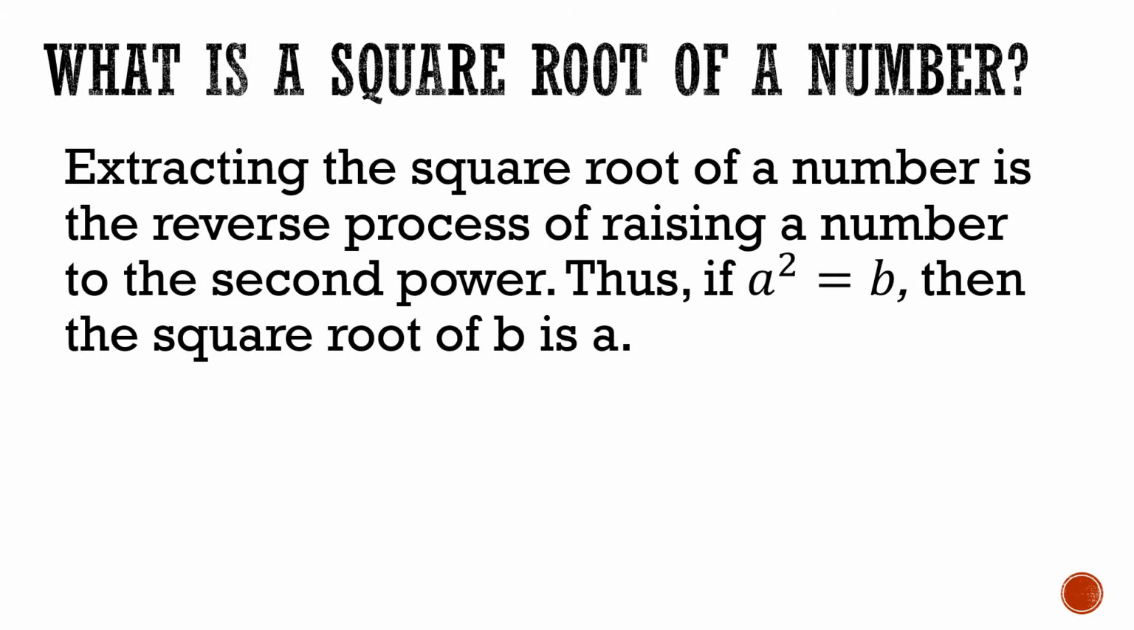Extracting the square root of a number is the reverse process of raising a number to the second power. Thus, if a squared is equal to b, then the square root of b is a.